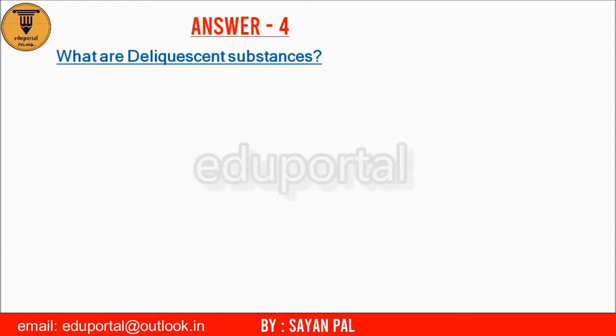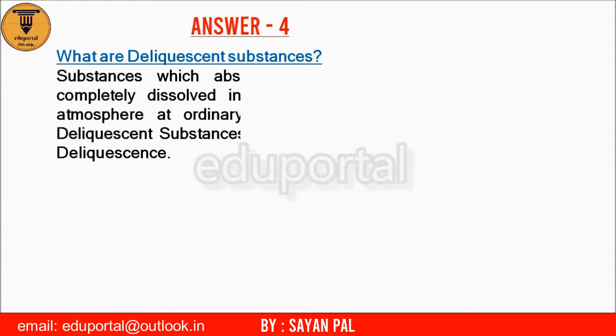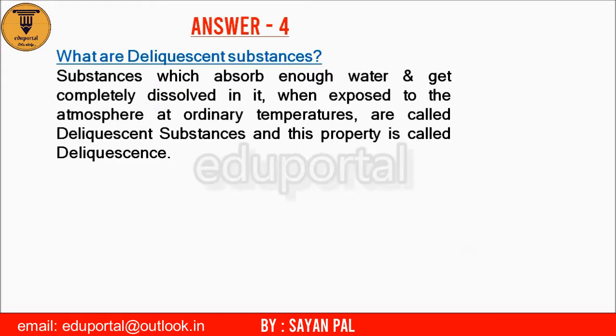For that we need to know what deliquescent substances are. These are substances which absorb enough water and get completely dissolved in it when exposed to the atmosphere at ordinary temperature. So these are the deliquescent substances, and this property is called deliquescence.